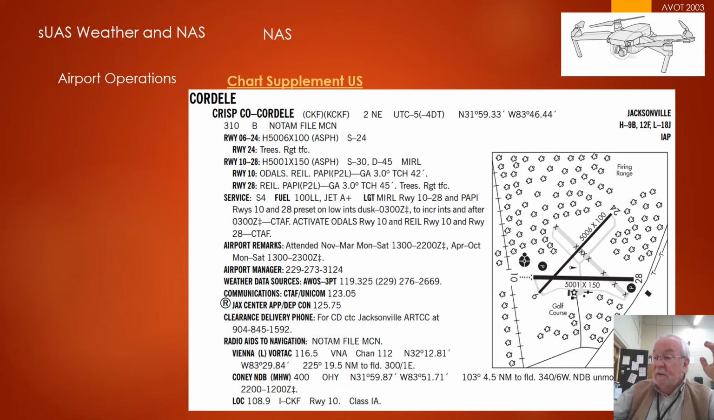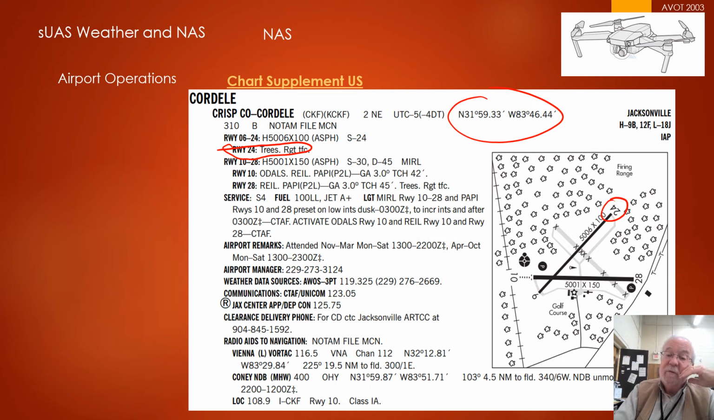Cordell. Same thing, latitude, longitude, trees. Runway 24, right traffic. Here's runway 24, so they want you to come out here. The traffic, manned aircraft, is going to make a right turn. Downwind leg, base leg, final. So if you're over the peach orchard over here, or flying over the firing range, you might want to be aware of that.